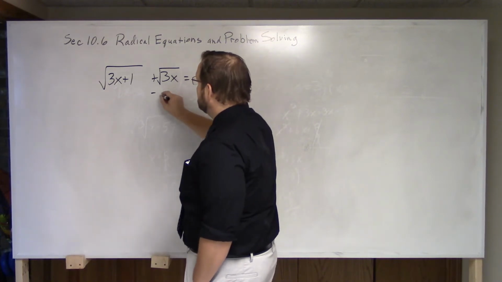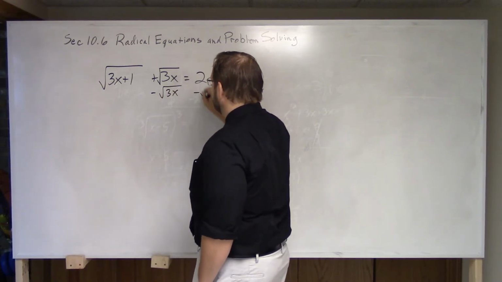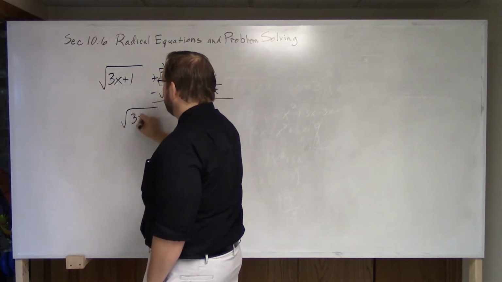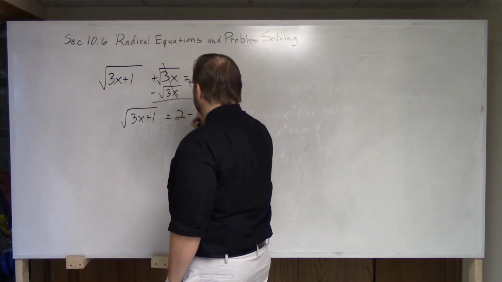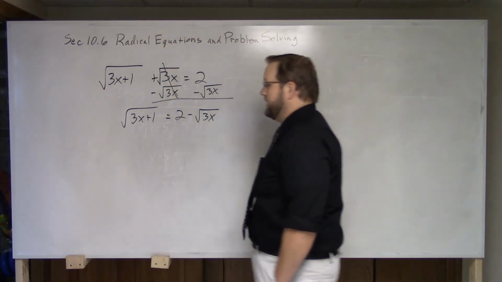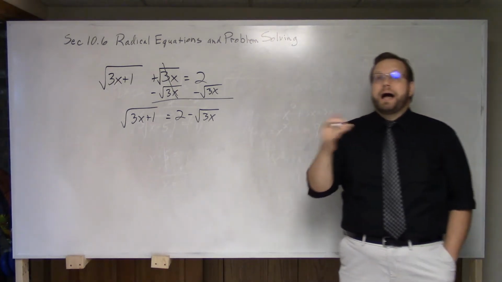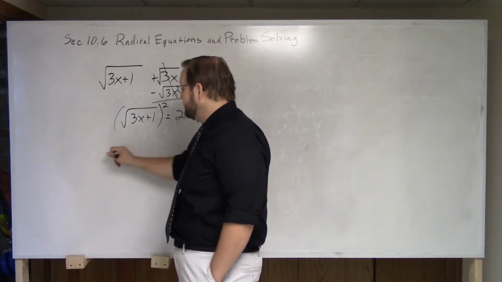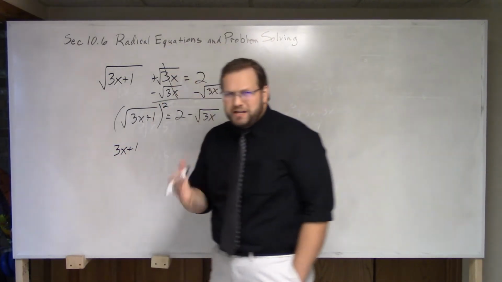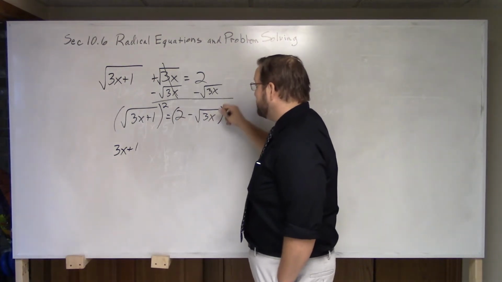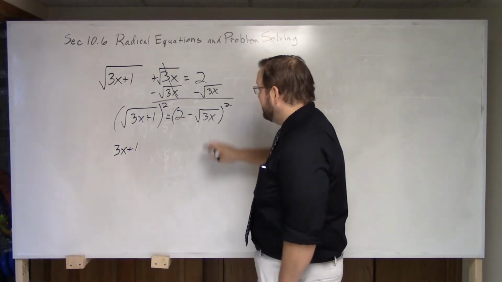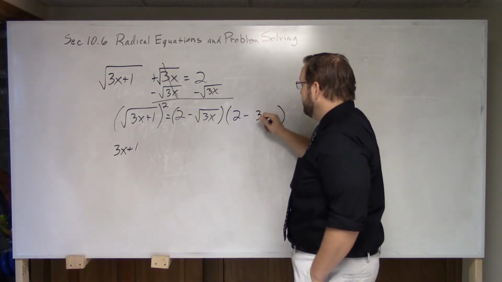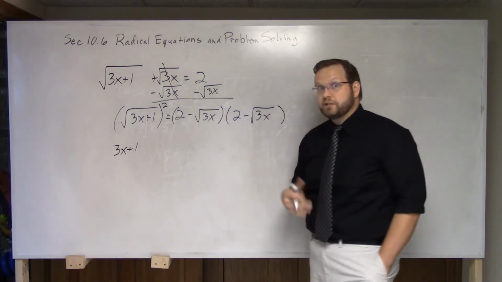So I am going to subtract the square root of 3x. So I have the square root of 3x plus 1 equals 2 minus the square root of 3x. So I separated them. Now I want to square both sides, because then when I square this, that just comes out very nicely. I don't have to mess with that. This side, though, I have to mess with a little bit. When I square that, I need to think about that as 2 minus the square root of 3x, times 2 minus the square root of 3x.